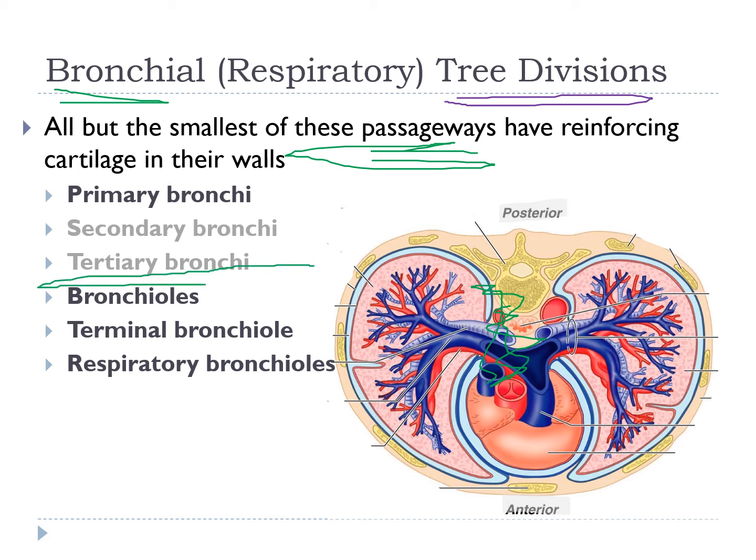The next level is bronchiole, just like artery. The next lower version of artery was arteriole, same idea. And then we have terminal bronchiole, so we're getting close to the end. And then off of that, we have respiratory bronchioles. We can only see down to the tertiary level in this picture, maybe a couple bronchioles. So let's look at what we're talking about.